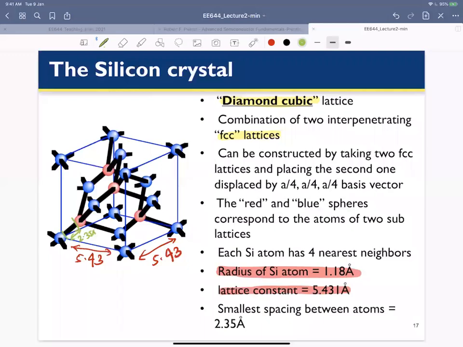No, it should be the distance between the centers of two atoms. Yeah. No, okay.